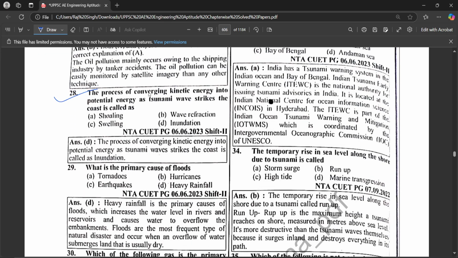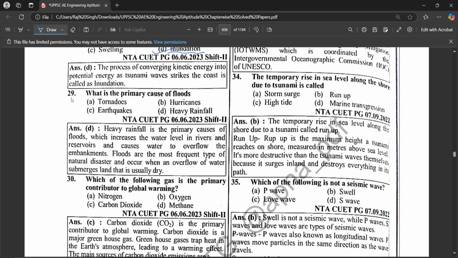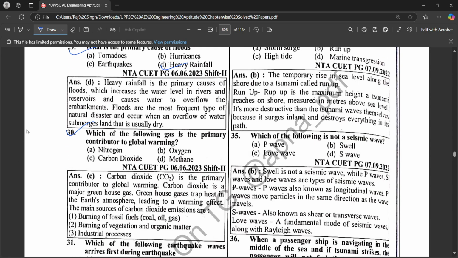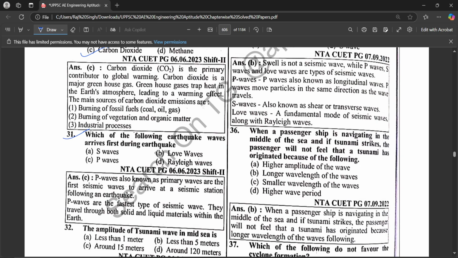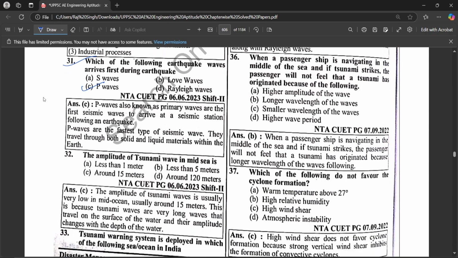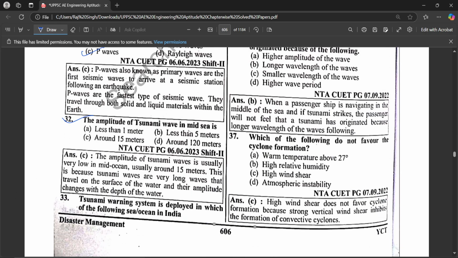The process of converting kinetic energy into potential energy as a tsunami wave strikes the coast is called inundation. What is the primary cause of flood? Heavy rainfall. Which of the following gases is a primary contributor to global warming? Carbon dioxide. Which earthquake wave arrives fastest during an earthquake? The P wave. The amplitude of a tsunami wave in mid-sea is around 15 meters.